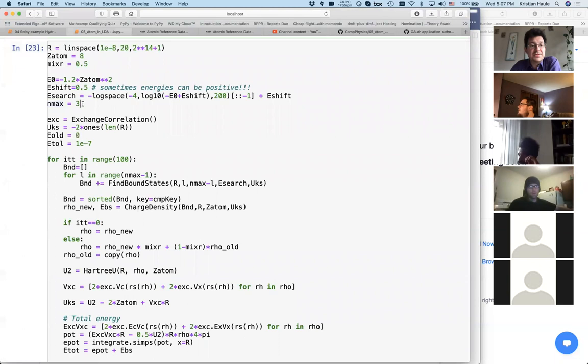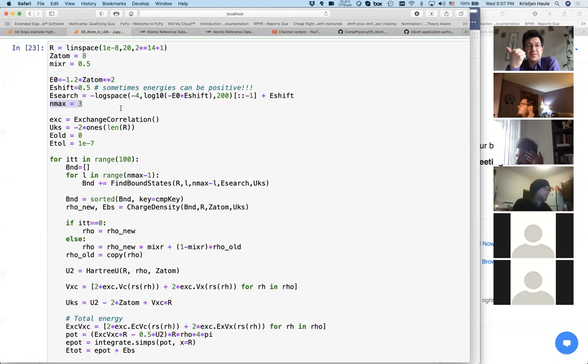So the algorithm is going to be such that for L equal to 0, we are going to search for 3 bound states. For L equal to 1, we look at 2 bound states. And for L equal to 2, we look at 1 bound state. So no Fs in this case. When nmax is 4, we're going to use 4 bound states for L equal to 0, 3 bound states for L equal to 1, and so on and so forth.